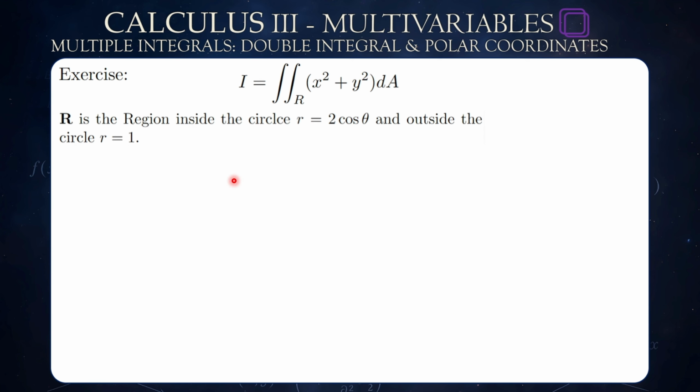Another exercise to sharpen our understanding about double integrals. I equals the double integral over region R of x squared plus y squared dA, where R is the region inside the circle r equals 2 cosine theta, and outside the circle r equals 1.